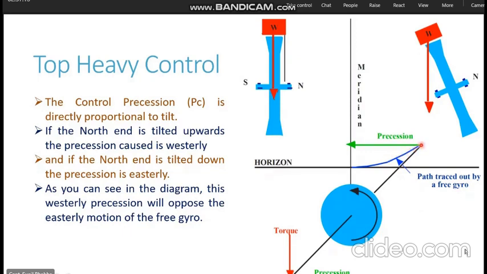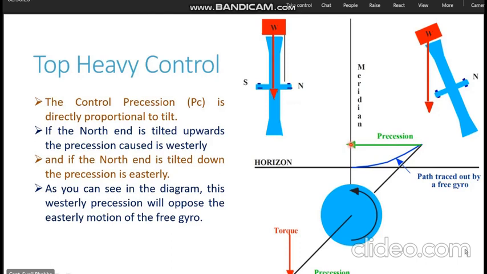Now, as the gyro star has some positive true altitude, or the spin axis has some upward tilt, this control precession comes into the picture. Because of this, as soon as the spin axis is tilted, the weight is no more directly above the COG of the rotor. It tries to push the south end downwards. You can have a look here. The red arrow represents the torque affecting the south end of the spin axis, and since it is moving anti-clockwise, it generates an easterly precession of the south end of the spin axis. With the south end precessing in the easterly direction, the north end has to precess in the westerly direction. The green arrow shows the direction of precession, and you can see that this is opposing the eastward motion of the free gyro, and it is taking the spin axis back towards the meridian.